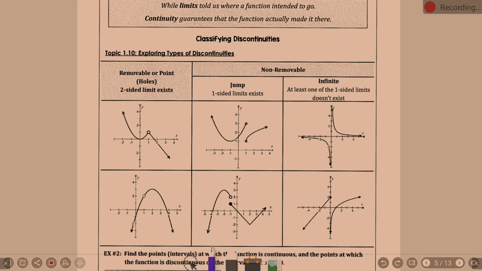Okay, classifying discontinuities. We have several, and this is kind of what we talked about a little bit last week, kind of what Doug was asking about a little bit earlier.